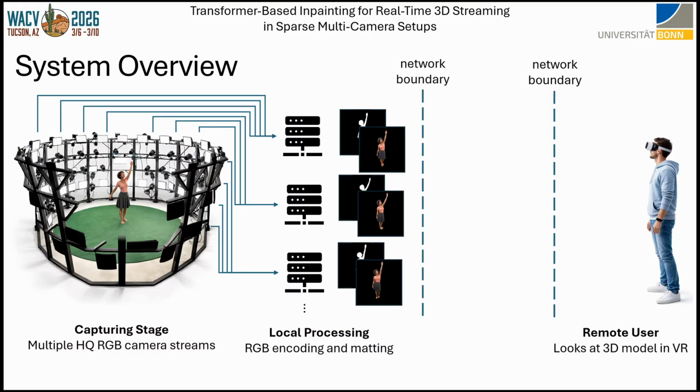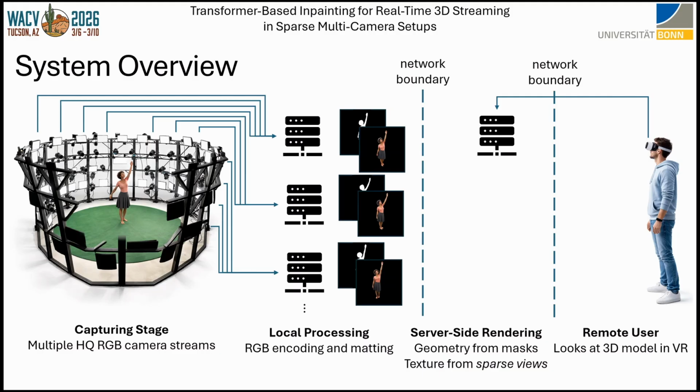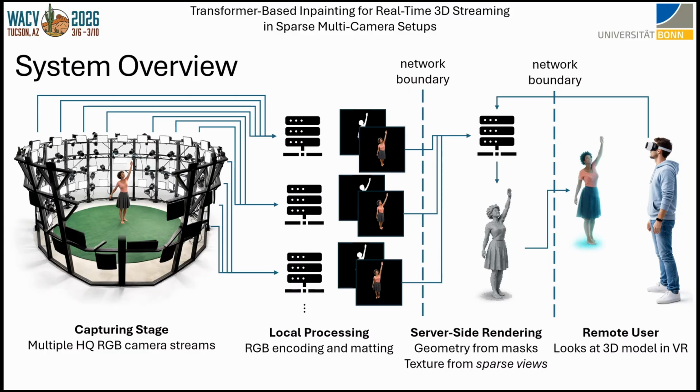The user's headset communicates with a rendering backend over the network and continuously reports the current head pose. Based on this pose, the backend selects a small subset of cameras and renders a novel view of the subject. This rendered view is then sent back to the user in real time. For more details about the full system, please refer to Riftcast, a template-free end-to-end multi-view live telepresence framework and benchmark.